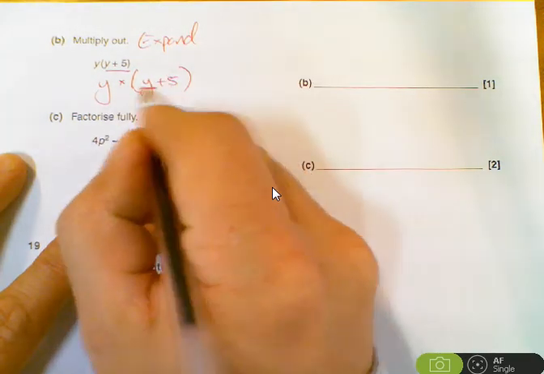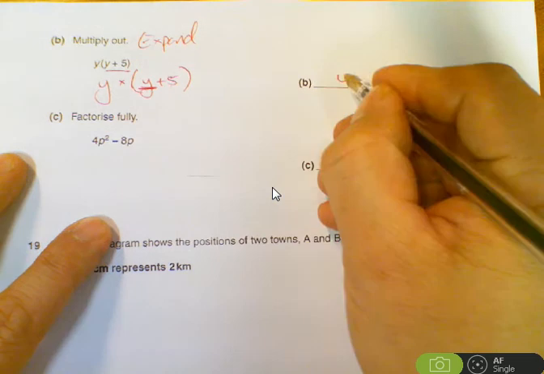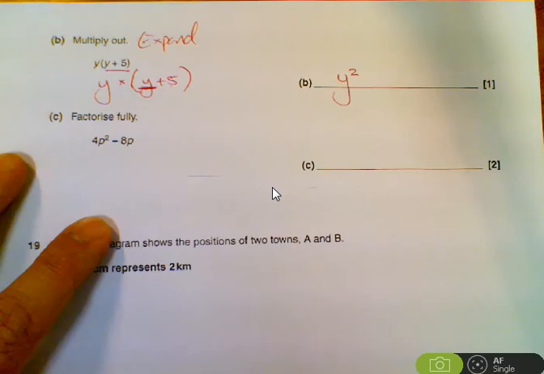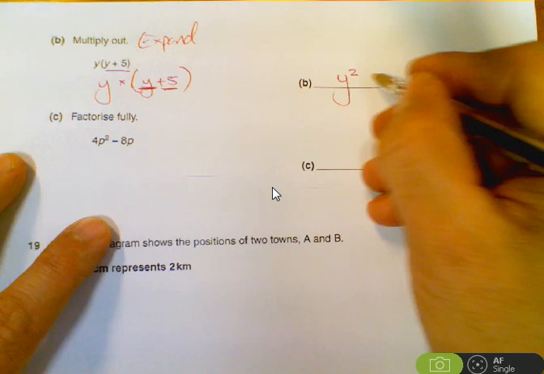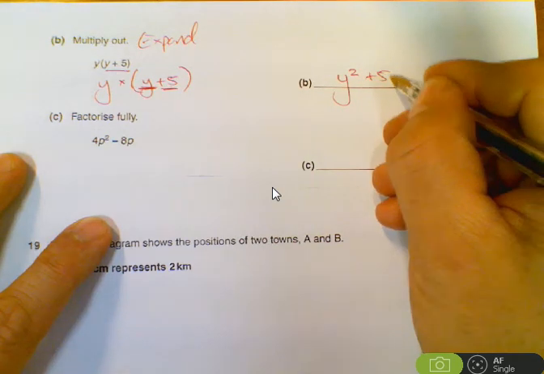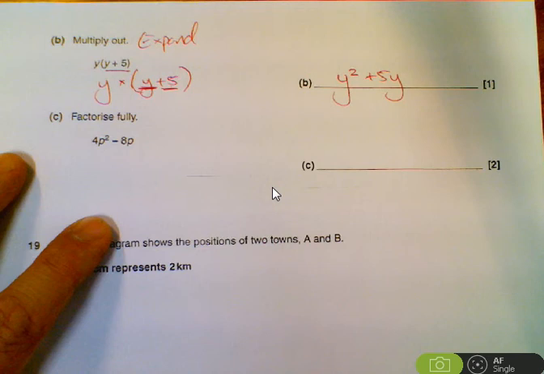So all we do is we multiply each thing in the bracket by y. First of all we times this bit by that y there, and that becomes y times y, which is written as y squared. And then we multiply the positive 5 by y, which is positive 5 times y. And we've finished for a mark.